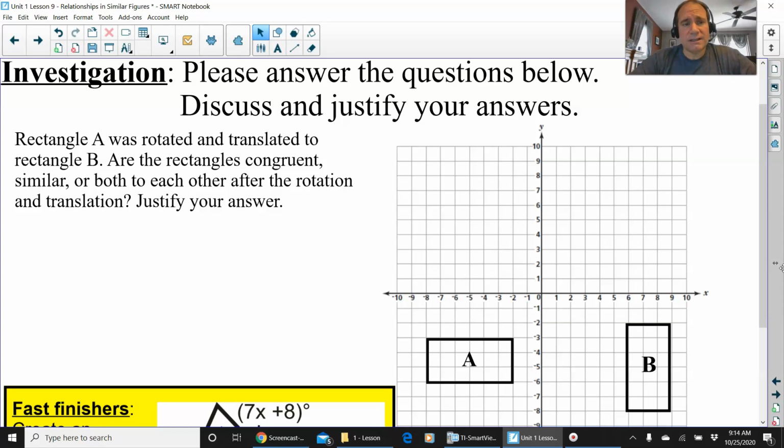Rectangle A was rotated and translated to rectangle B. I don't really even like this figure the way it looks on the page, because it does look like after it was rotated, and rotated is just a turn, so it turned. It was rotated and translated. Translated means that it moved down or moved across. All right, it shifted. So rectangle A was rotated and translated to rectangle B. Are the rectangles congruent, similar, or both to each other after the rotation?